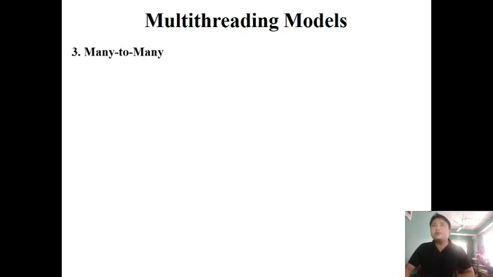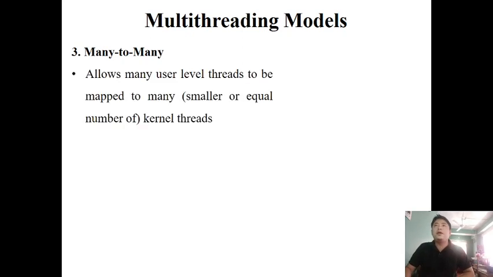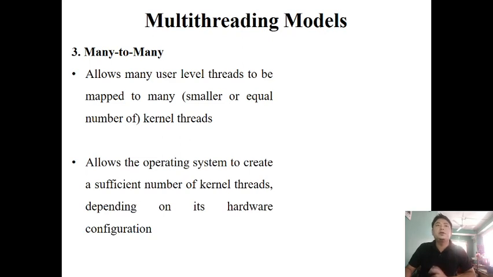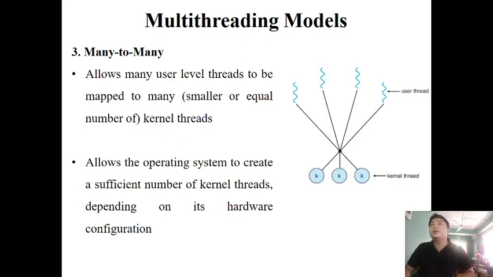Okay. Now the last one is the many-to-many, where there are many kernel level threads and many user level threads. They are mapped to each other. Okay. So this is the diagram for the same. So this architecture can be accomplished whenever you can satisfy the hardware criteria.